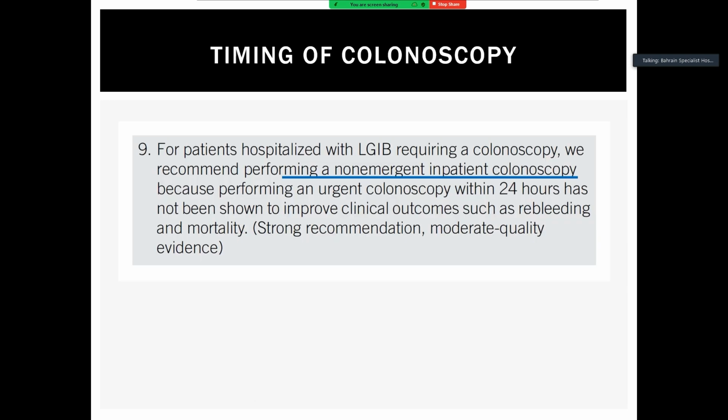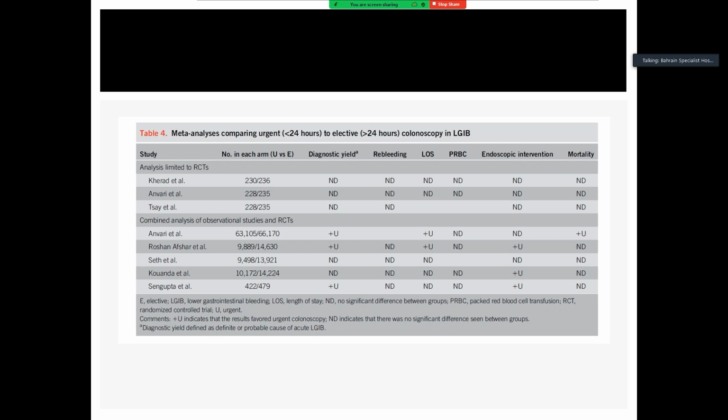So, as I previously said, they now recommend a non-emergent inpatient colonoscopy after 24 hours, because when head-to-head trials were done in multiple studies, they did not show any benefit in clinical outcomes like rebleeding and mortality. This is a summary of a meta-analysis.